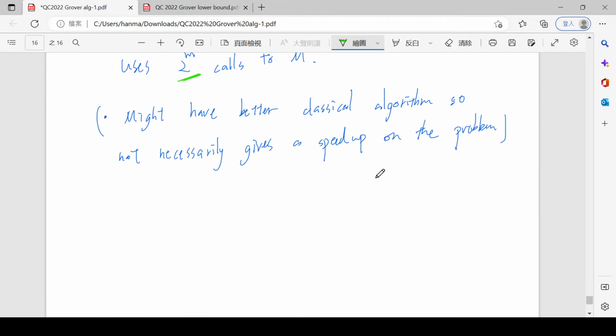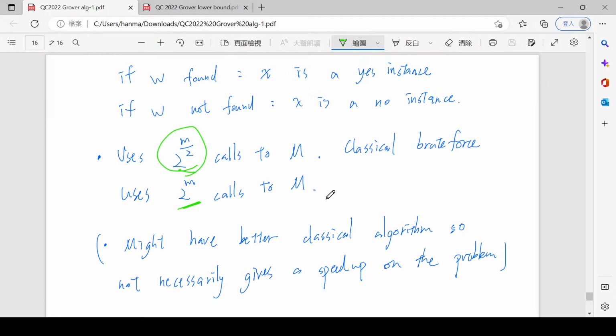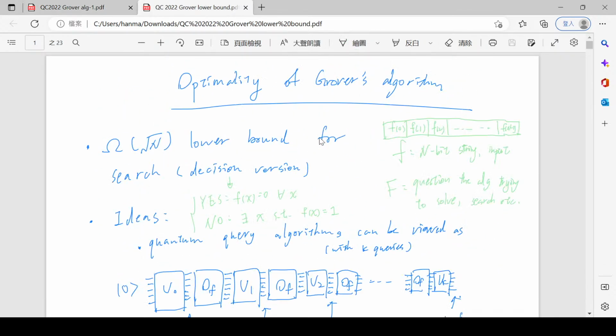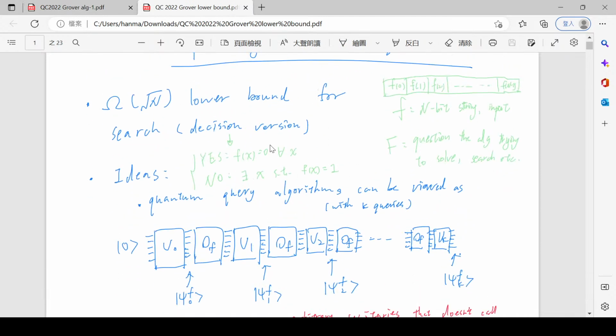Okay, so it's a quite interesting research area. And okay, any question? So that will be wrapping up the upper bound part of Grover's algorithm. If everyone is okay, then we are going to go into the most technical part of this course. That's the lower bound of Grover's algorithm.